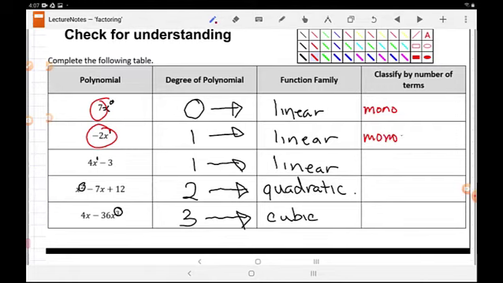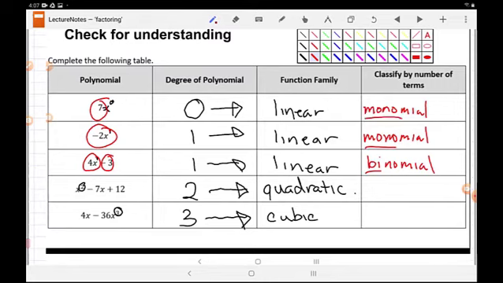Monomial. I don't know what happened to the rest of the word there. For this one, we have two terms, so we're just going to use binomial, because bi means 2. Mono means 1.